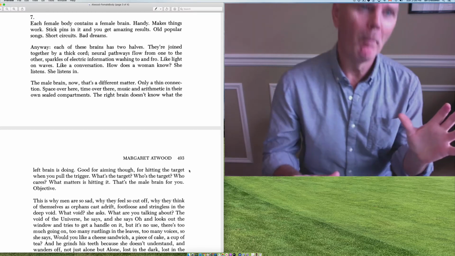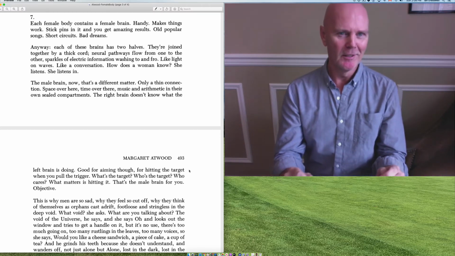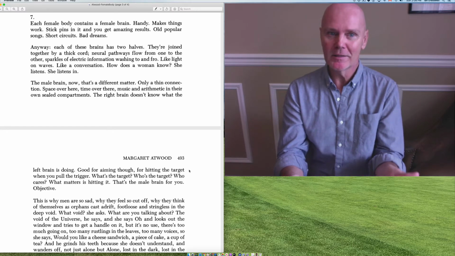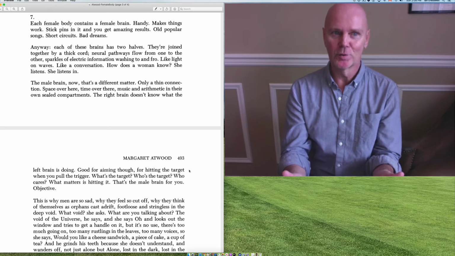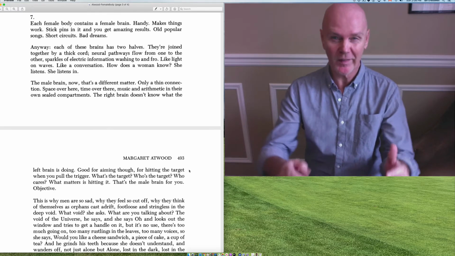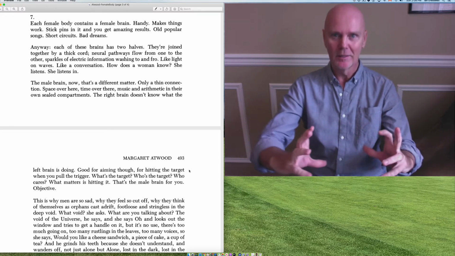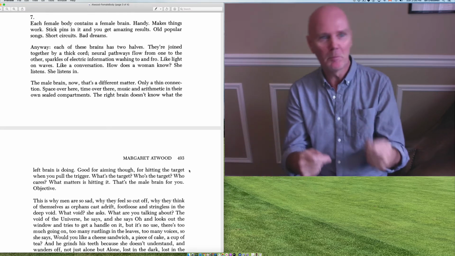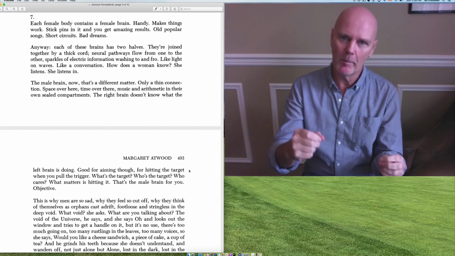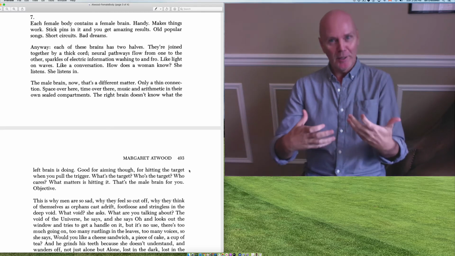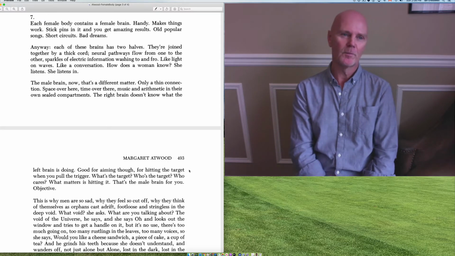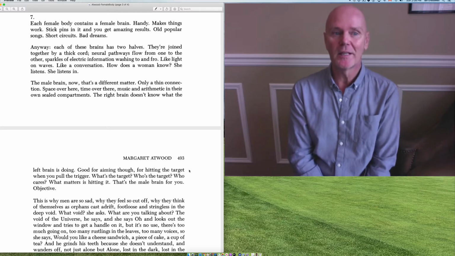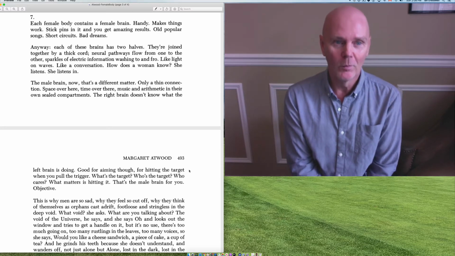So we should be familiar now with some of her techniques. You see the use of sentence fragments. Handy is not a sentence. It's a fragment. Short circuits, bad dreams, these are fragments now. In fact, it's almost as though the whole text is starting to fragment as we read through it. And light and fluffy, handy, makes things work, get amazing results, and then we have the bad dreams at the end. So the punch is like a reverse hook. It comes at the end of the paragraph. Anyway, each of these brains has 2 halves. They're joined together by a thick cord. What do you see next?